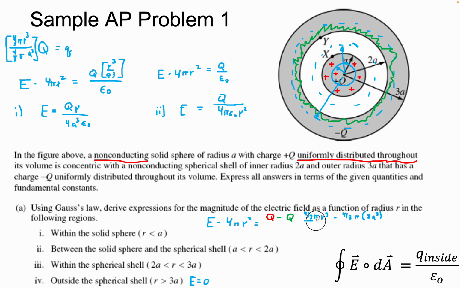What's the entire volume? Well, we've got to do the same kind of thing again. It'll be 4/3 pi, the outer radius of the outer one, which is 3a cubed, minus the inner volume.